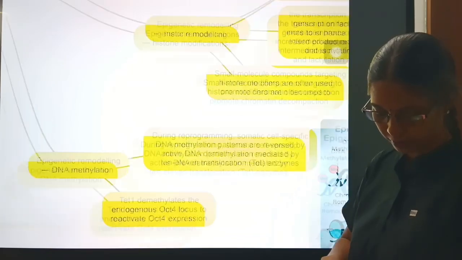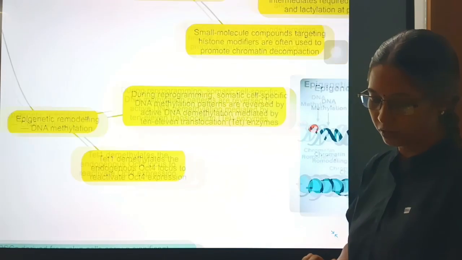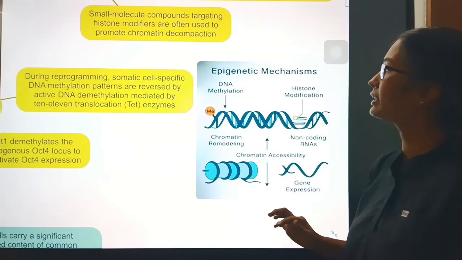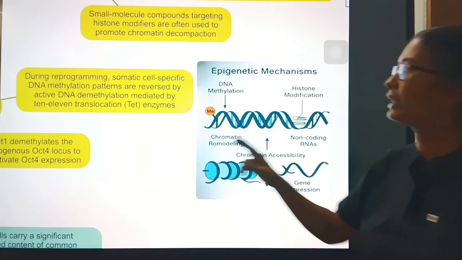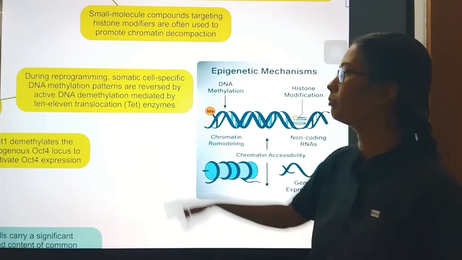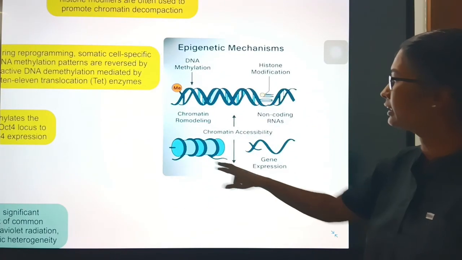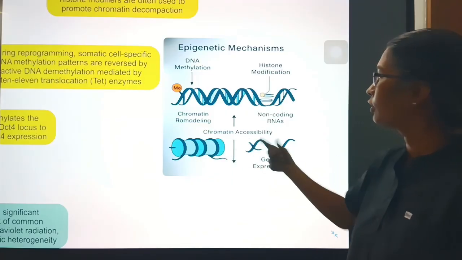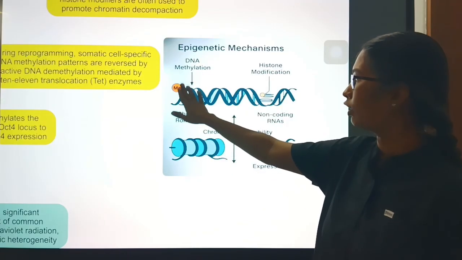Histone modification and epigenetic remodeling, and DNA demethylation, are also done. During reprogramming, the somatic cell-specific DNA methylation patterns are reversed by active DNA demethylation mediated by the TET enzymes. These are ten-eleven translocation enzymes. Here you can see the histones on which the chromatin is bound. When the DNA is methylated, it will not be transcribed.